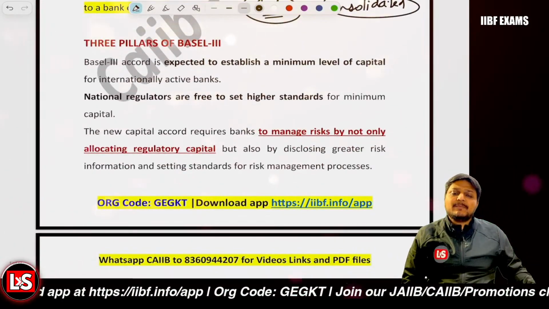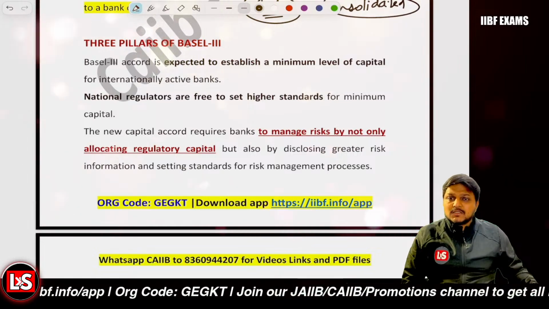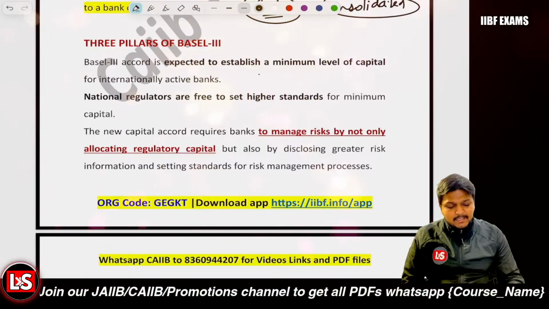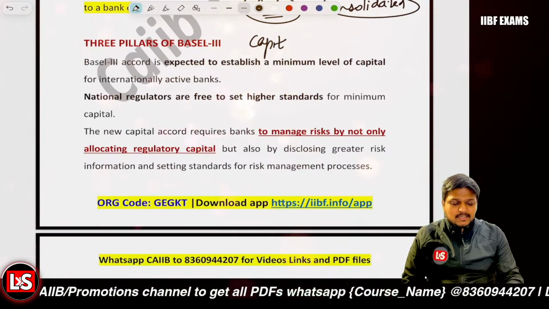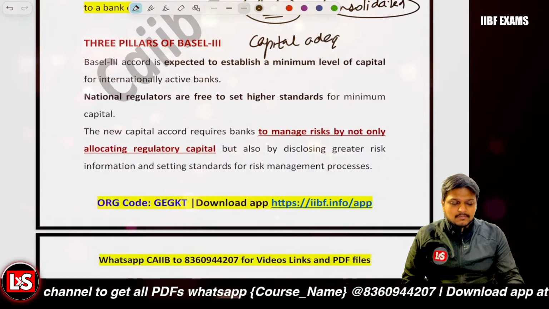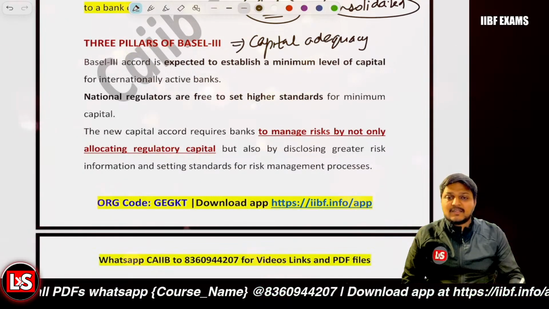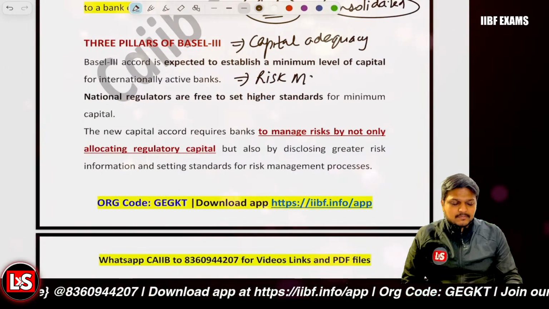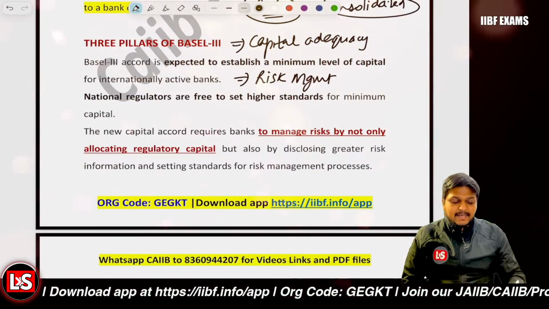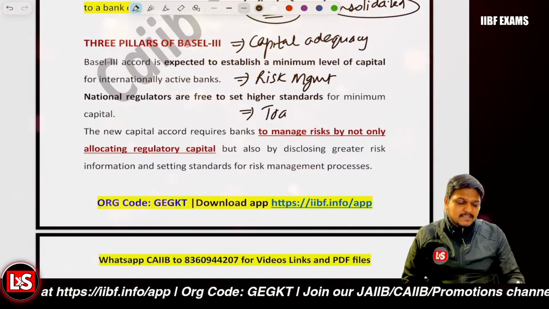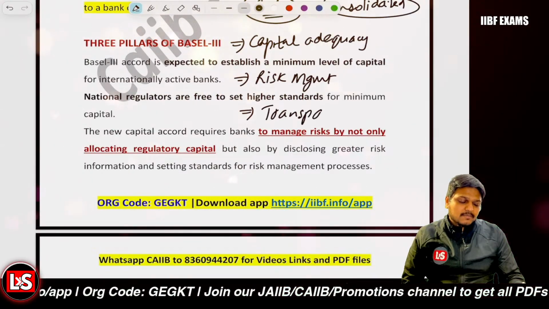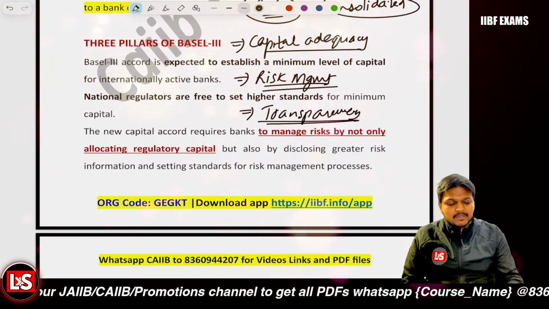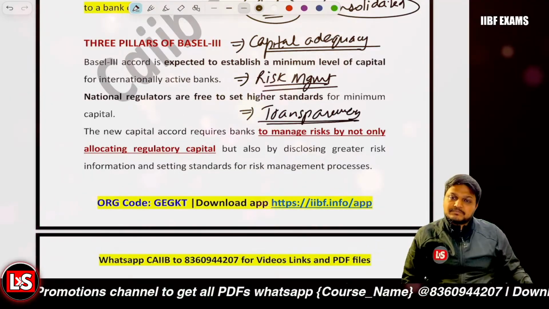After that, it's about the three pillars of the Basel III framework. We already know that. And Basel III focuses upon what? The first thing it focuses upon is the capital adequacy, that the proper capital should be maintained. The second thing is risk management. And the third thing is transparency, that's market discipline, we can say. So these are the focus areas of the Basel III framework.